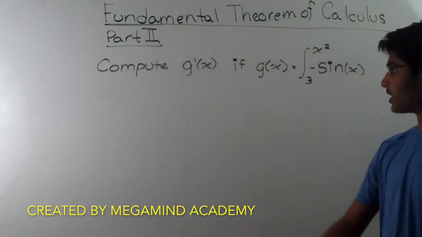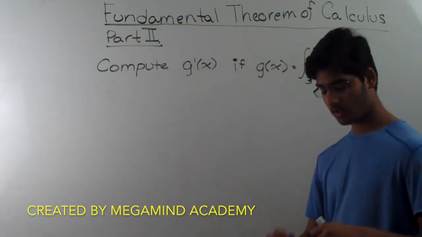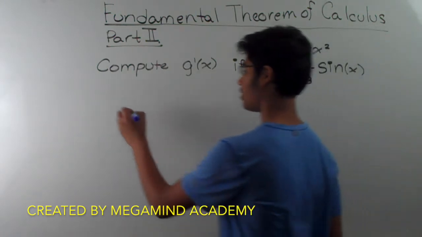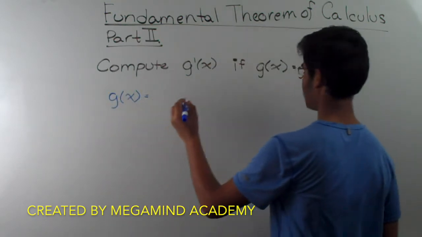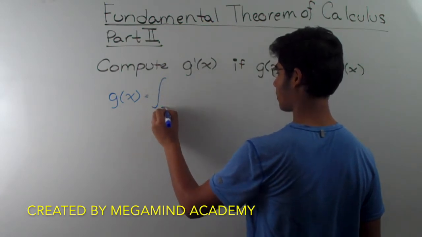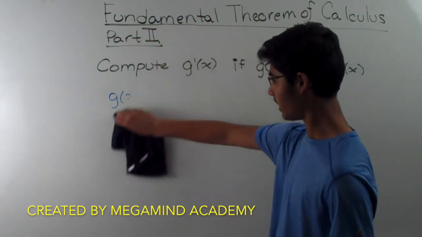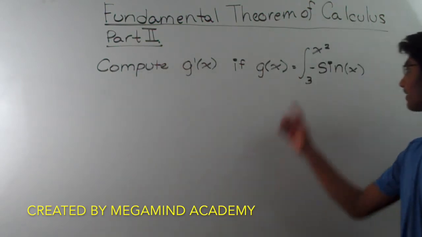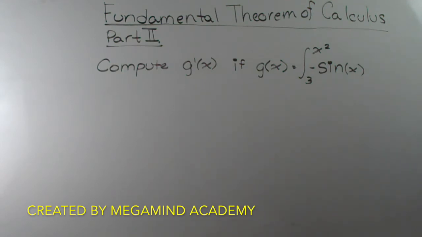Let's say we want to compute g prime of x if g of x is equal to the integral from 3 to x squared of negative sine of x. So let's just write this down. We know that g of x is equal to the integral from 3 to x squared of negative sine of x. So wouldn't that just mean that g prime of x is equal to negative sine of x? Well, in this case, it's not what that means.